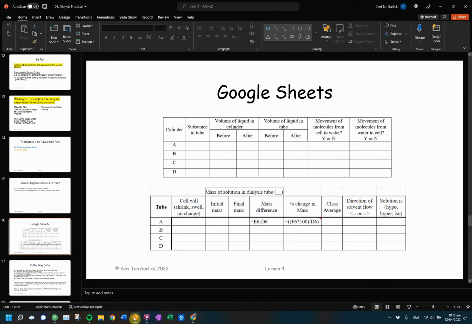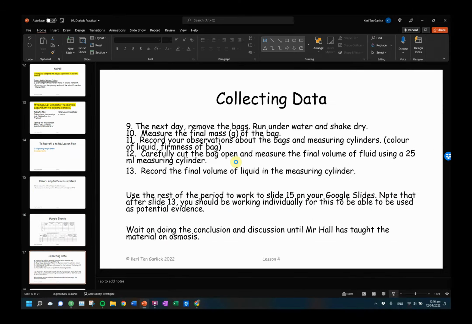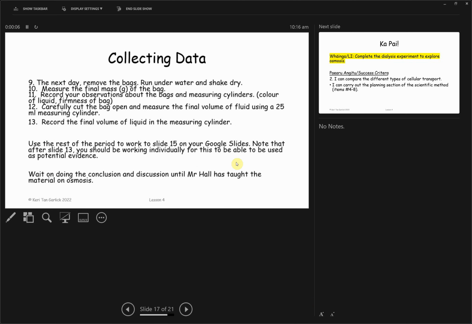Okay, so what I want to talk about now is how to keep in mind when you are going to get your measuring cylinders. So, if we're looking at step number 9, the next day, remove the bags. So you're going to remove the bags from your cylinders. Now you're going to need to run them under water and shake dry, because you're going to be putting them on the scale to figure out their final mass. Are we good with that so far? So wash and dry the little bags. Make sure there's a paper towel on the balance. Make sure that balance is 0, and then record that mass.